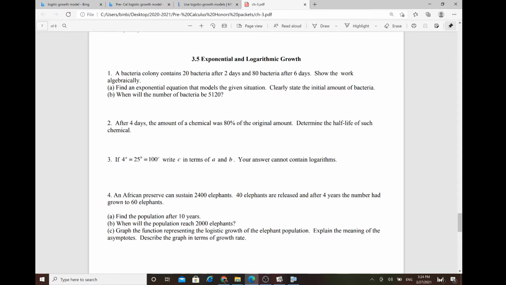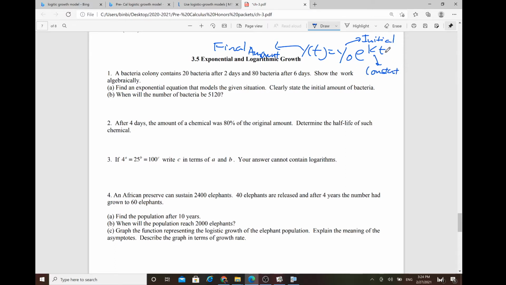The bacteria growth. In general, we do have the model for the population growth, which is y of t equals y0 times e to the power of kt. So y of t will be considered the final amount, and then y0 will be the initial amount. And then k is just a constant, and t, obviously, is the time. And e, we already know that it's an irrational constant.